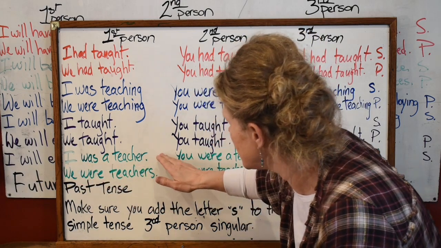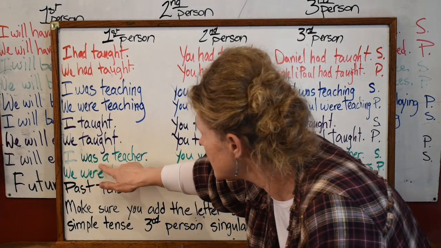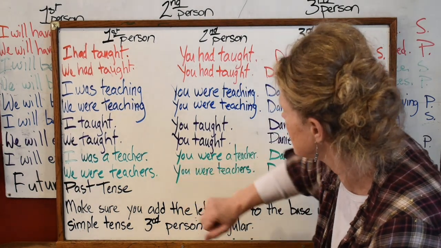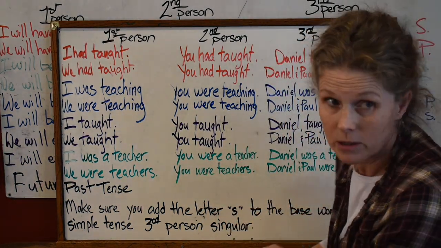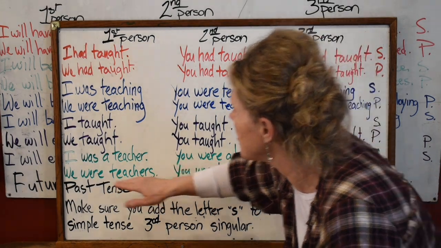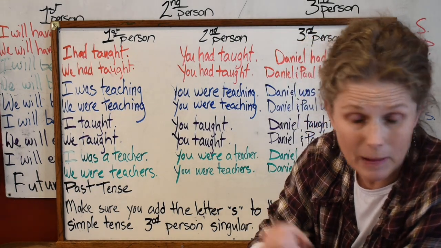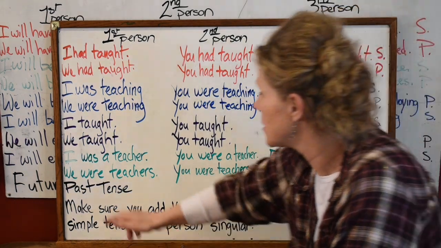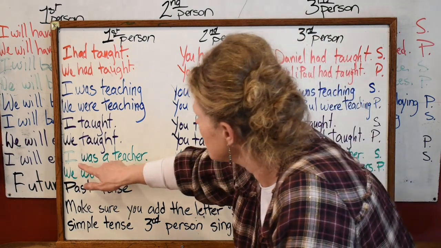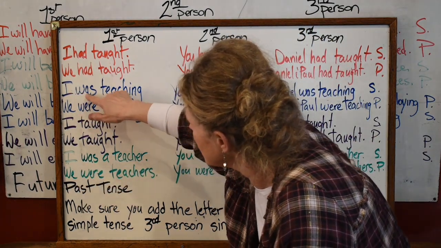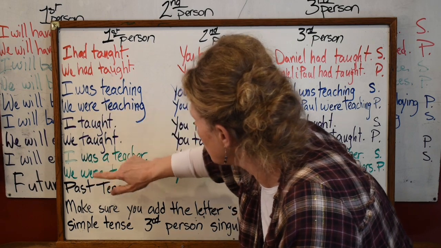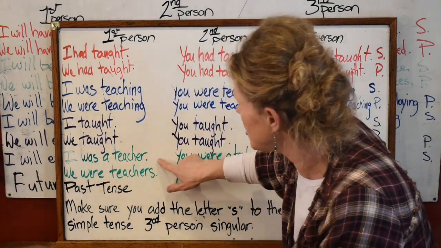So I was a teacher. Now was puts it in the past. What is the green? The be verbs. Yeah, the green are the be verbs. So you still have to use them properly. If you want the be verbs to be in the past, you have to use the proper be verb. I was a teacher. But see, right here, it's different. I was. But here, you're saying you're a teacher.